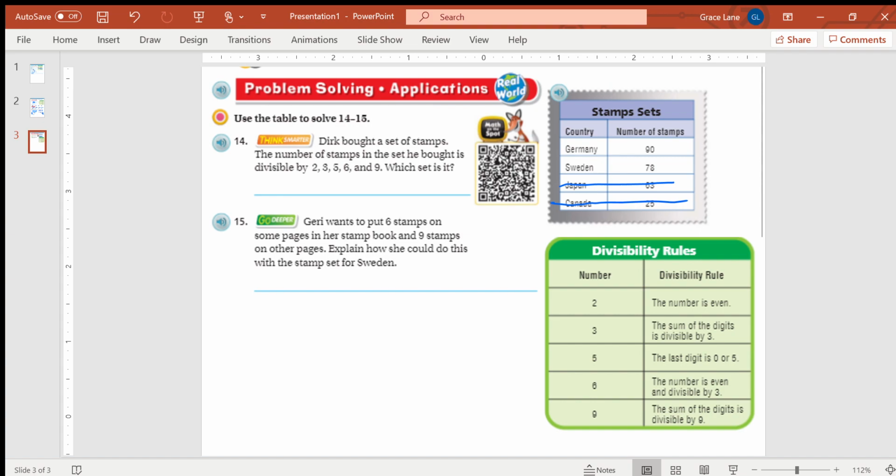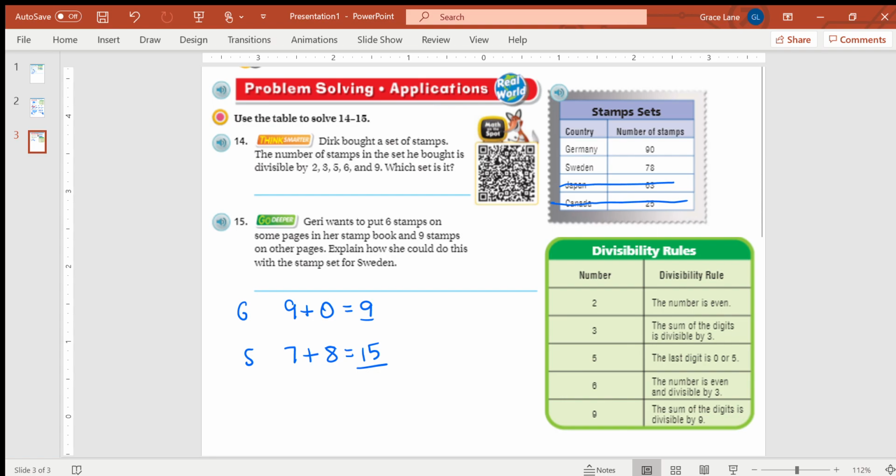Which of these is divisible by 3? It says the sum of the digits has to be divisible by 3. So if you have Germany, write G for Germany and S for Sweden. If you add up the digits, 9 plus 0 is just 9. Is 9 divisible by 3? Yes. So that would work. And then Sweden, 7 plus 8 is 15. Can 15 be divided by 3? Yes. So they're both divisible by 3. So that didn't really work to knock one out.